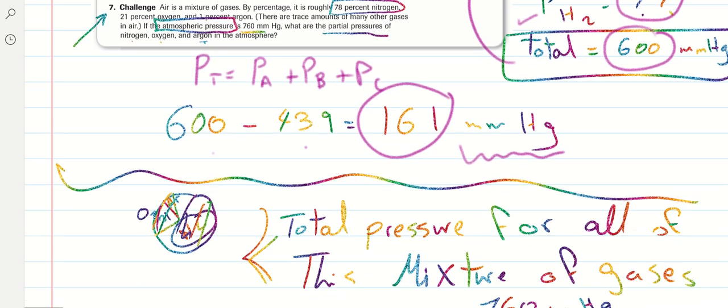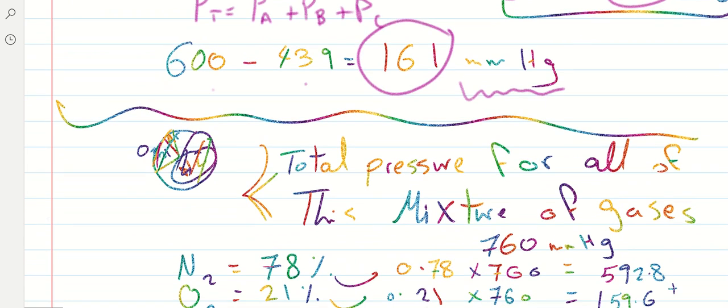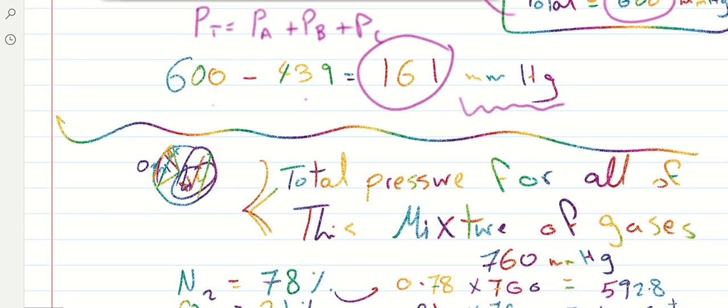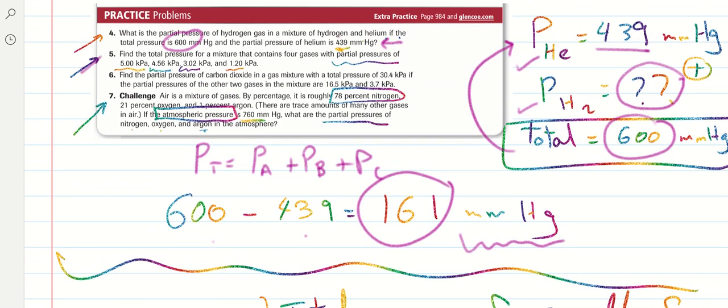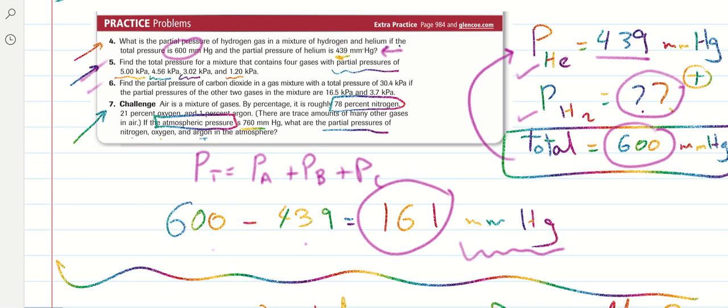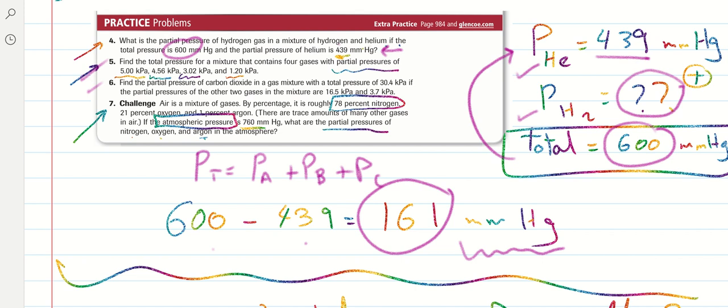Okay. Number two, I will answer with you that challenging question, because actually 5 and 6, all of them have the same idea. To get the total, you're going to add. To get one of them, you're going to subtract. So what is the challenging question?